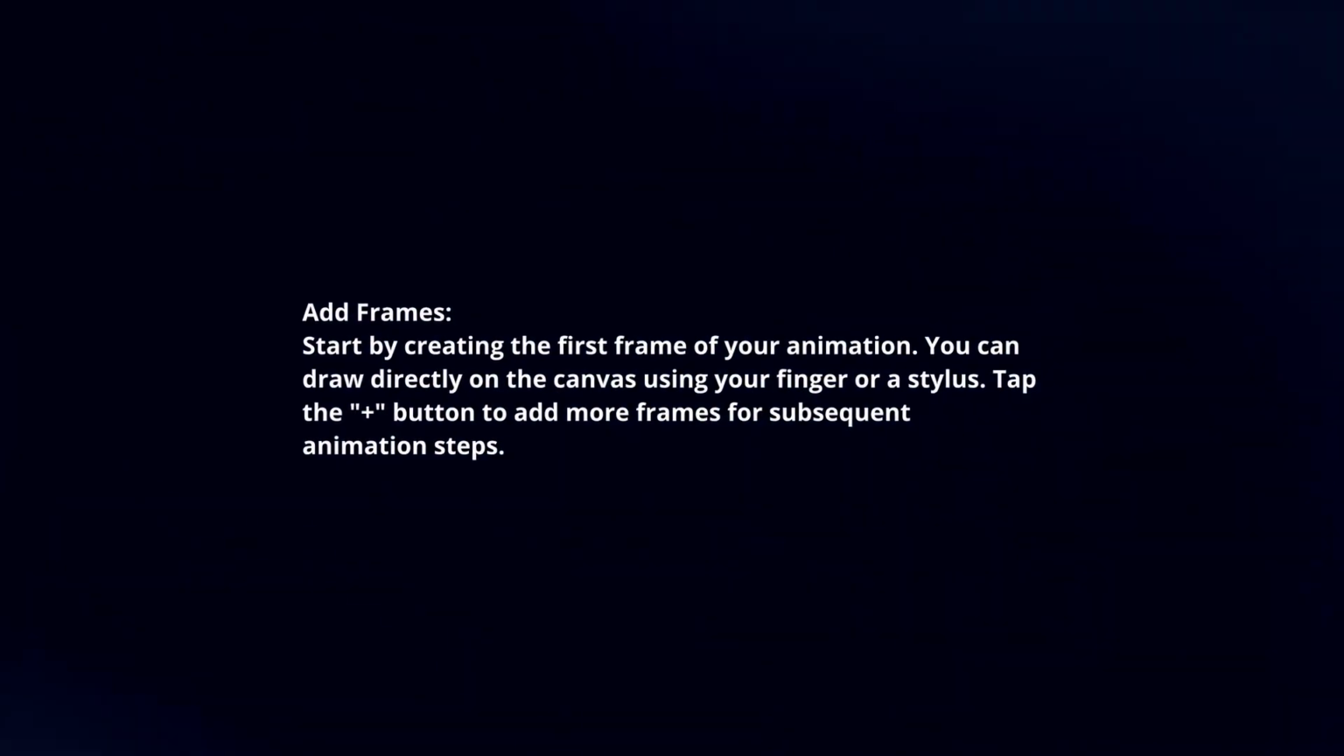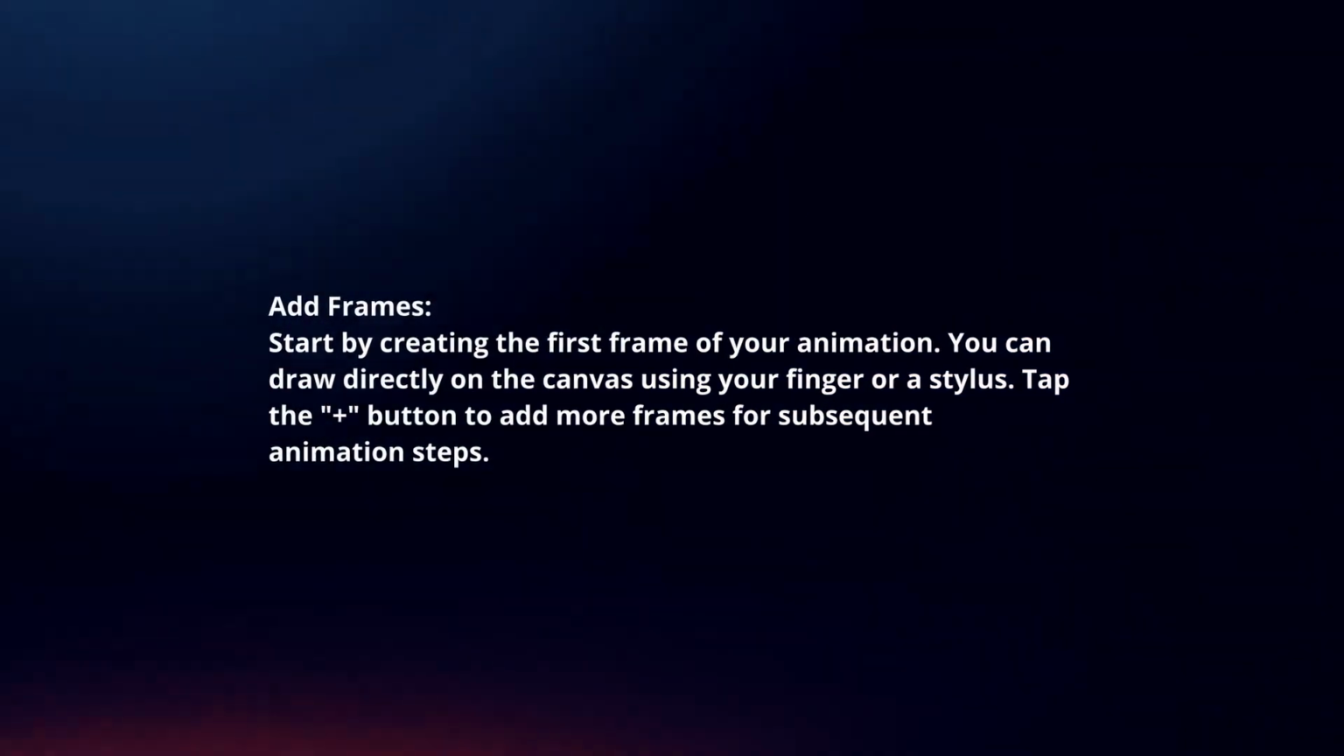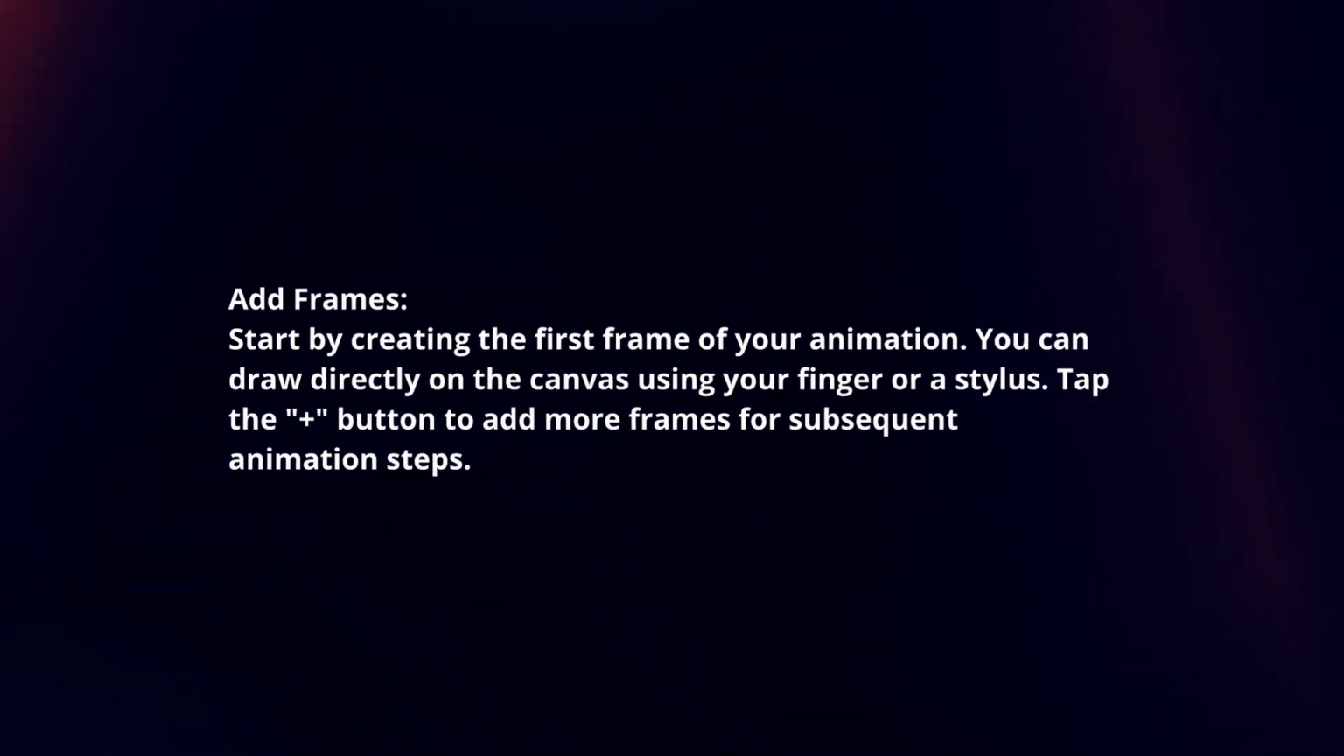Add frames. Start by creating the first frame of your animation. You can draw directly on the canvas using your finger or a stylus. Tap the plus button to add more frames for subsequent animation steps.